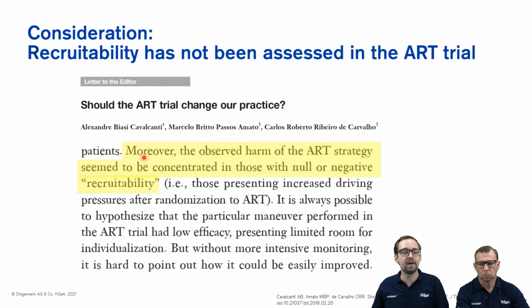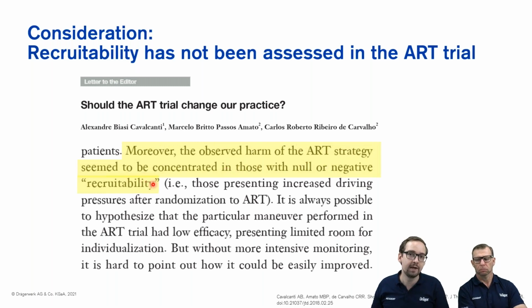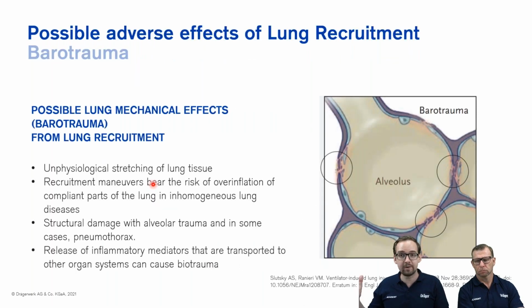They found out by looking at the study data in more detail that the observed harm of the ART strategy seemed to be concentrated in those patients with null or negative recruitability. So really confirming everything that I've just said, it's showcasing how important it is to assess whether or not a patient is a responder to a recruitment maneuver. So what was causing this higher mortality? What are possible adverse effects of lung recruitment?